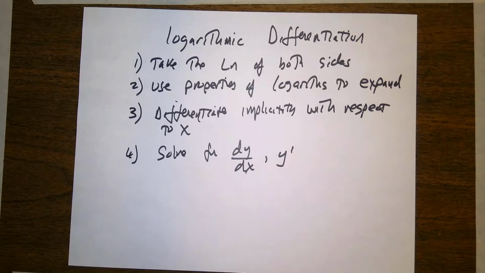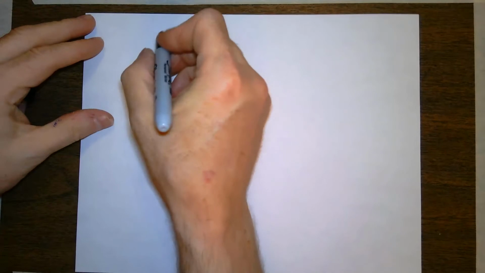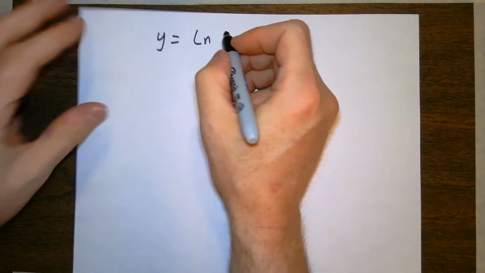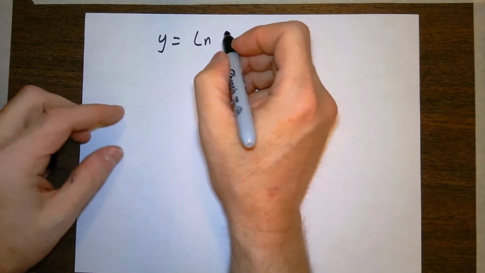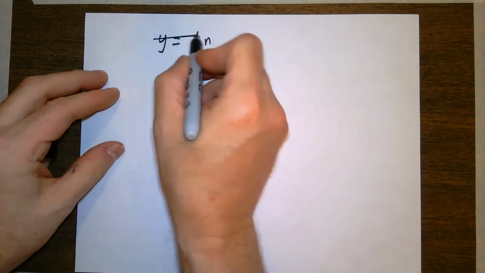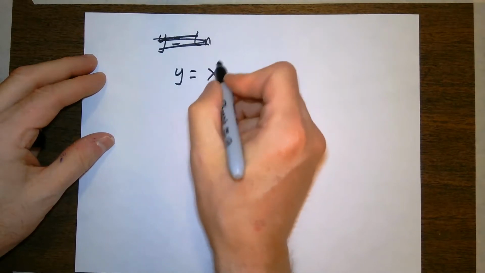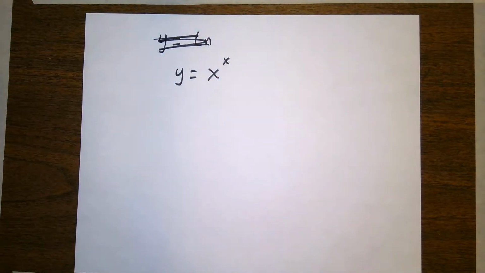All right, so let's take a look at 3 examples of this. In my first example, I'm going to have y equals x to the power of x. There we go. Let's do that one. This is one that I've heard about on the AP.